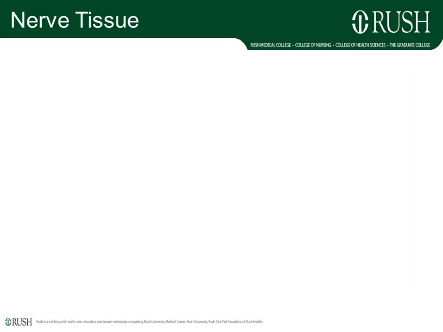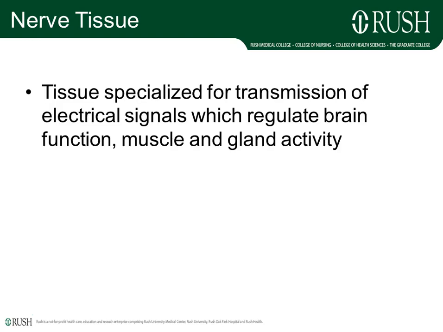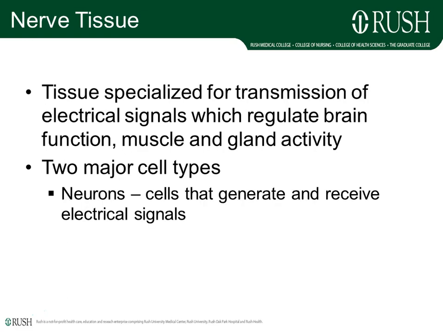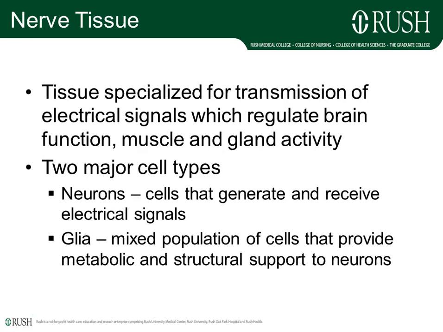The final basic tissue is nervous tissue. This tissue is specialized for transmission of electrical signals that regulate brain function, muscle activity, and glandular secretion. There are two major cell types in nerve tissue, and those are the neurons, or the nervous tissue cells. These are the cells that generate and receive and pass along electrical signals that carry out these regulatory functions that I just mentioned. And the glia, which is essentially a support cell population. These are quite diverse. Mixed cell population provide metabolic and structural support to the neurons. And just as an aside, in general, the neurons are very big and the glia are very small.